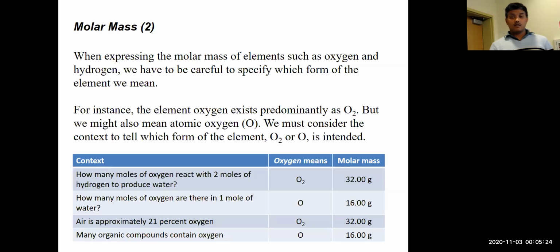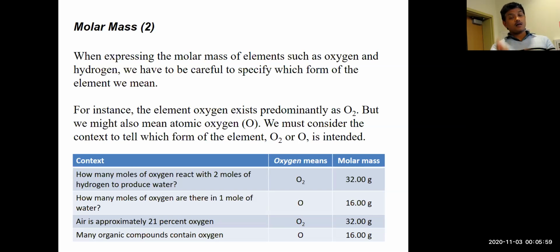All right. So this is just a caution slide. It is telling you to pay attention to what we are trying to say in words. For example, oxygen exists in many different forms in many different compounds. What if I just say, how many moles of oxygen react with 2 moles of hydrogen to produce water? See how complicated that question sounds.